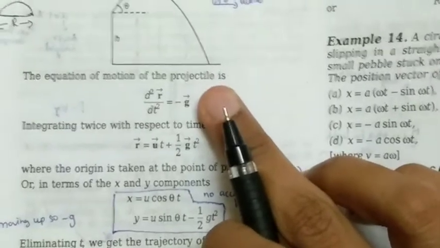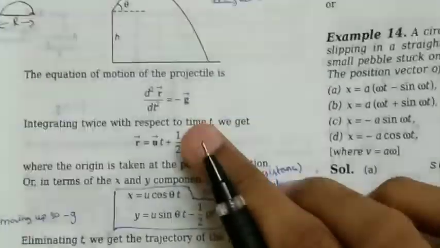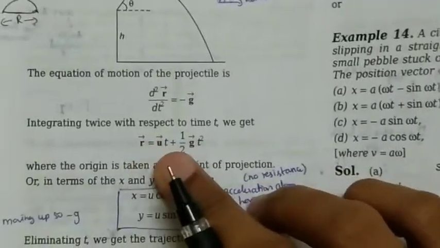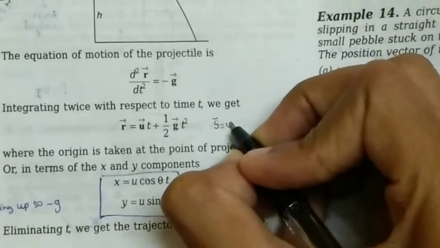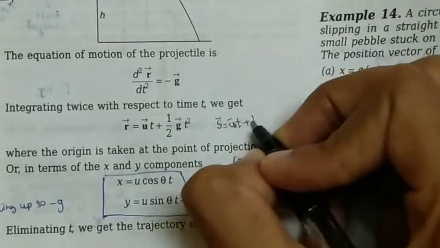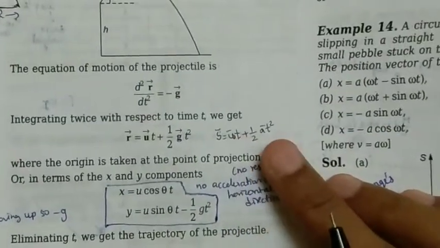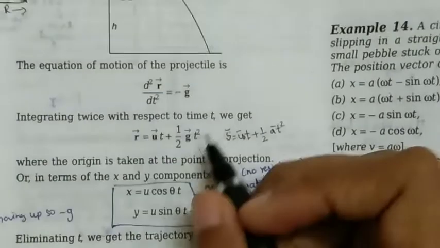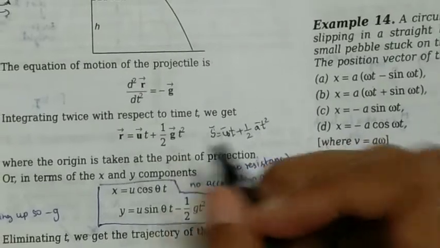even if we do integration, if we neglect this negative sign, we would get this. Actually this is the formula that we used to get from s equals ut plus half a t square. So from this we could have this form. The displacement r is also ut plus half a t square. In the place of a we have g t square. They have replaced it.